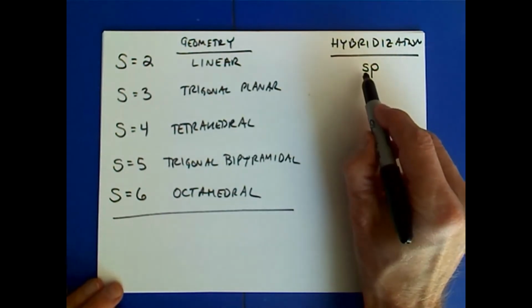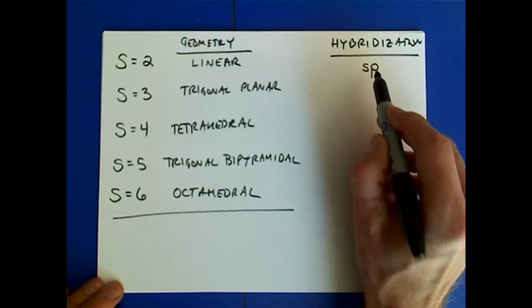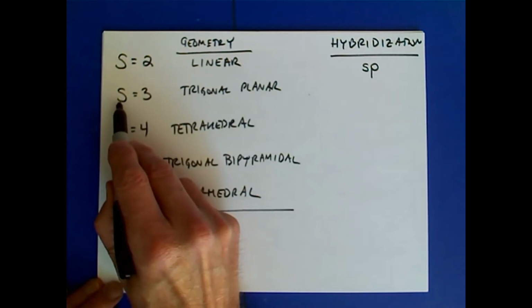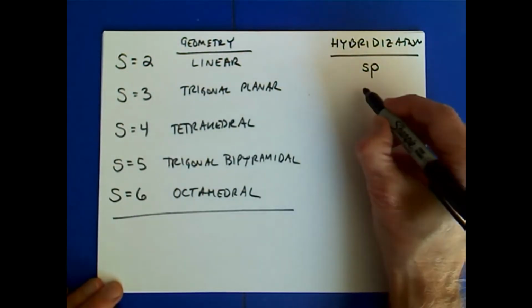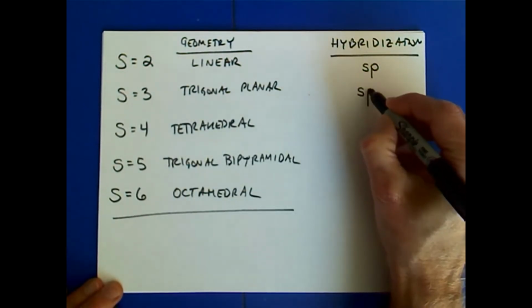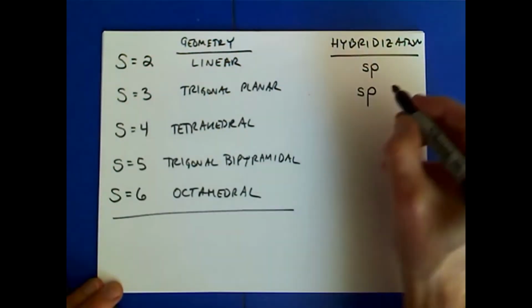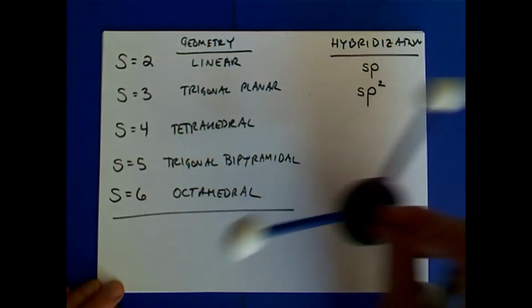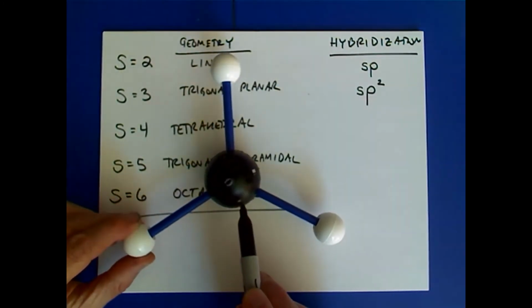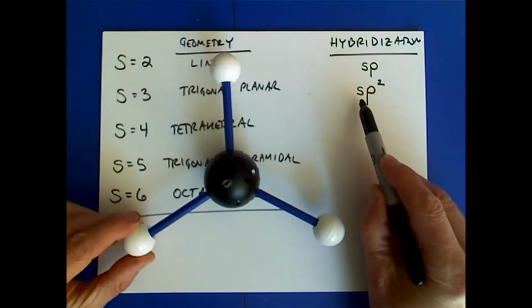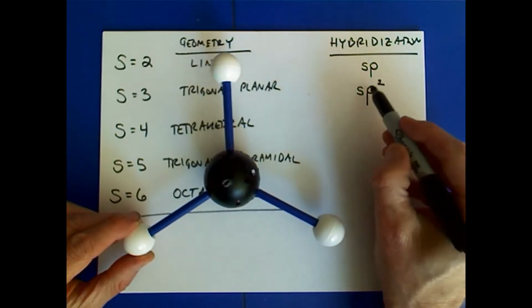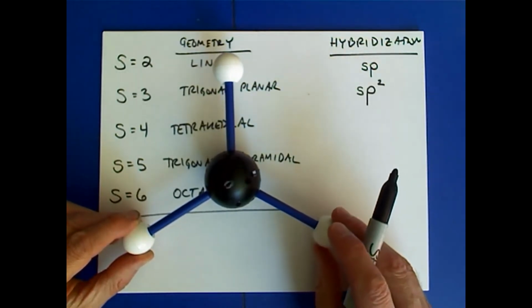This just means that we're going to mix or hybridize an s orbital and a p orbital, both of which come from the central atom. If we have a steric number of 3, then our hybridization on an atom with a steric number of 3 is sp2 hybridization. What that means is, in this arrangement, the central atom is going to have one of its s orbitals and 2 of its p orbitals mix or hybridize to form an sp2 hybridized atom.